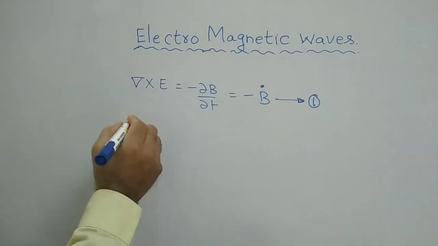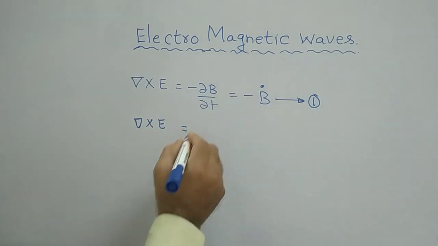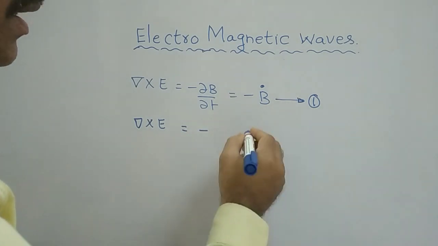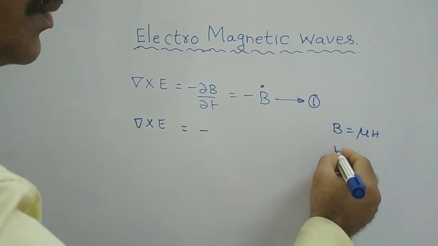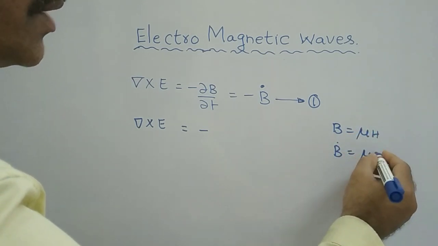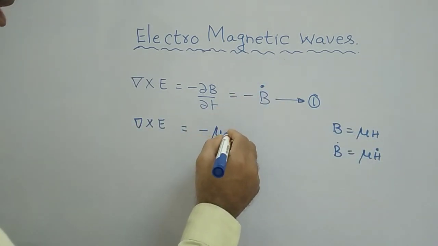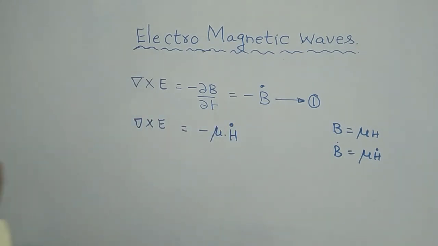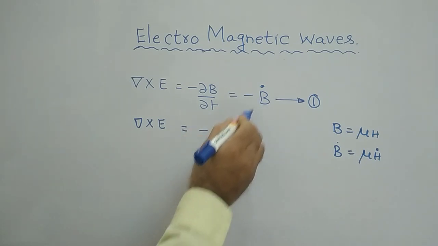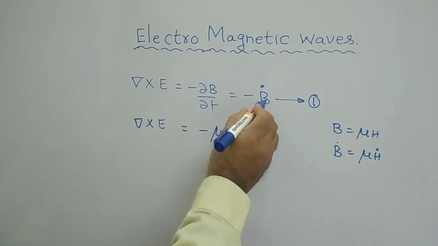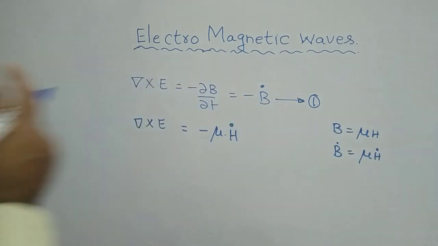So del cross E is equal to what can I write? B is equal to mu H, no? Therefore, B dot is equal to mu into H dot. So del cross E is equal to minus B dot, where B dot is nothing but the first derivative of the magnetic flux density. The same will apply here also, so it is nothing but mu H dot.